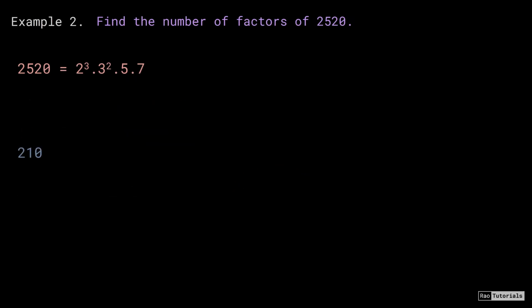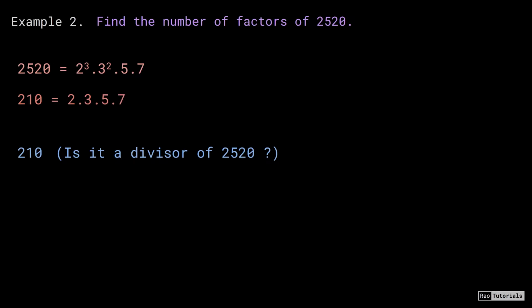What about this number, 210? Is it a factor of 2520? Since 210, when expressed as a product of primes, is 2 times 3 times 5 times 7, when we divide 2520 by 210, the denominator cancels out completely, resulting in an integral quotient, making 210 one of the divisors.